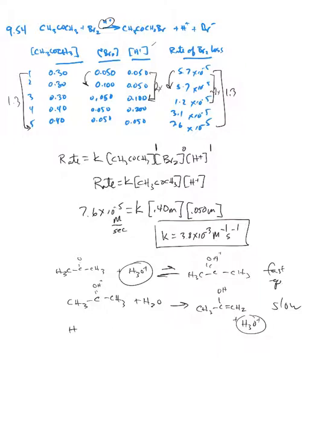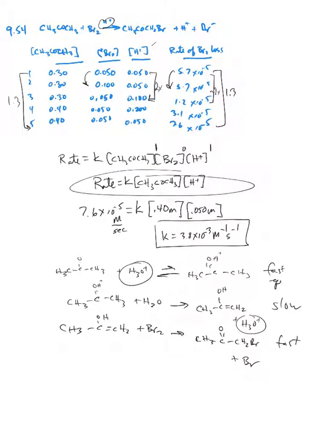And then for our last step, which we're told is a fast step, this is where the bromine comes in. And this is a reason why the bromine is not part of the rate determining step. CH2Br happens fast, and then I have an HBr here. So there's the mechanism, and does this mechanism conform to the rate law that we found up above?